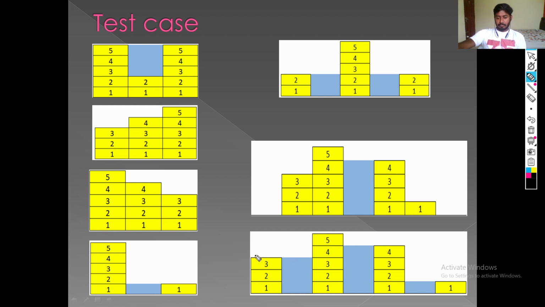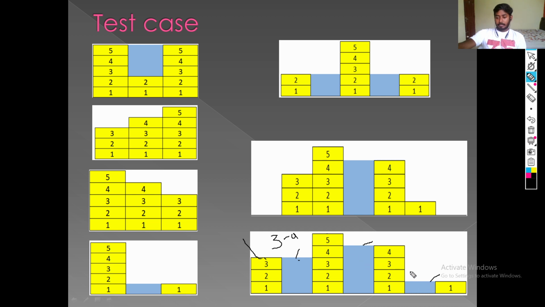We need to store the leftmost element, and then see the max of left and right, and take the minimum value. In this case, the minimum of the leftmost maximum value and the rightmost maximum value is 3, minus the value of the current block 0. The answer will give 3. Likewise, do it like that.